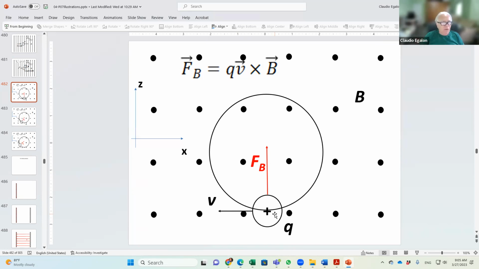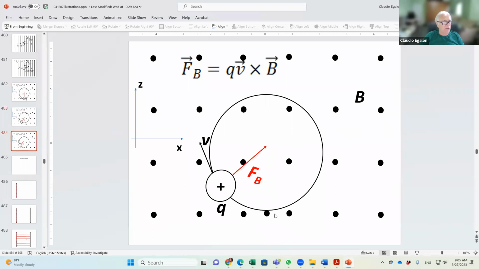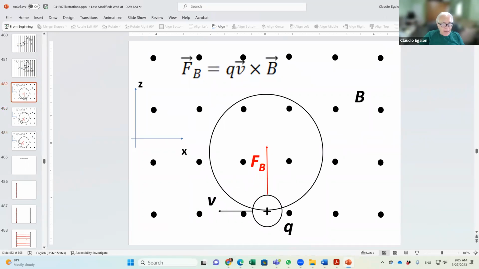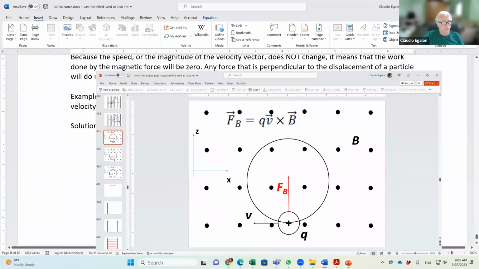It means that the speed of the particle doesn't change. The velocity vector may change, and in reality, in this case, the velocity vector is changing direction. Okay, but the speed doesn't change. It's uniform circular motion. And that's contrary to the electric field, right? The electric field alone can accelerate a charged particle. That's an important difference between those two forces.